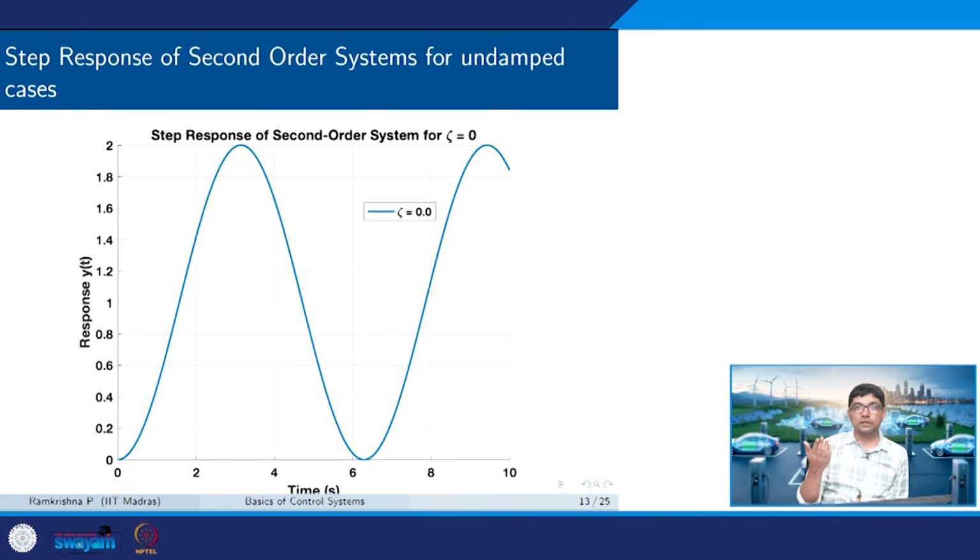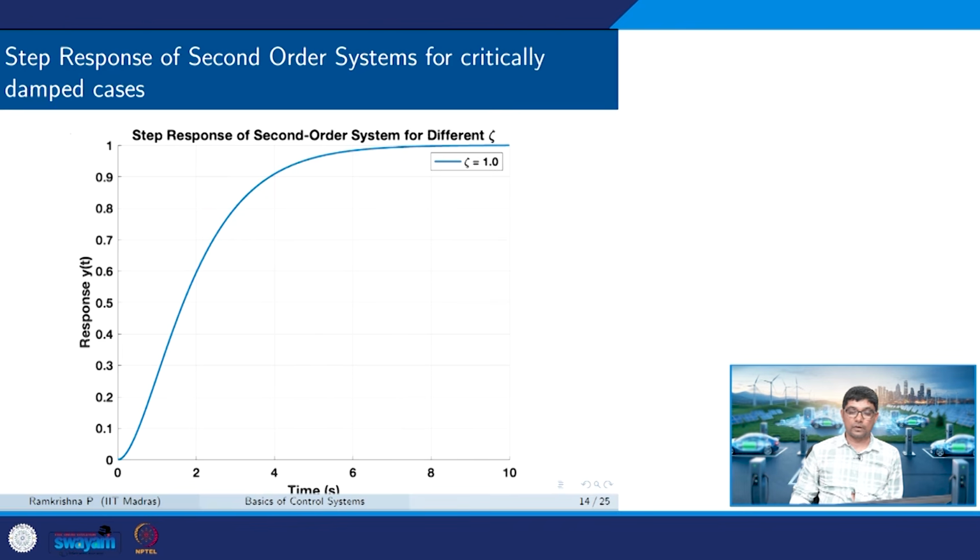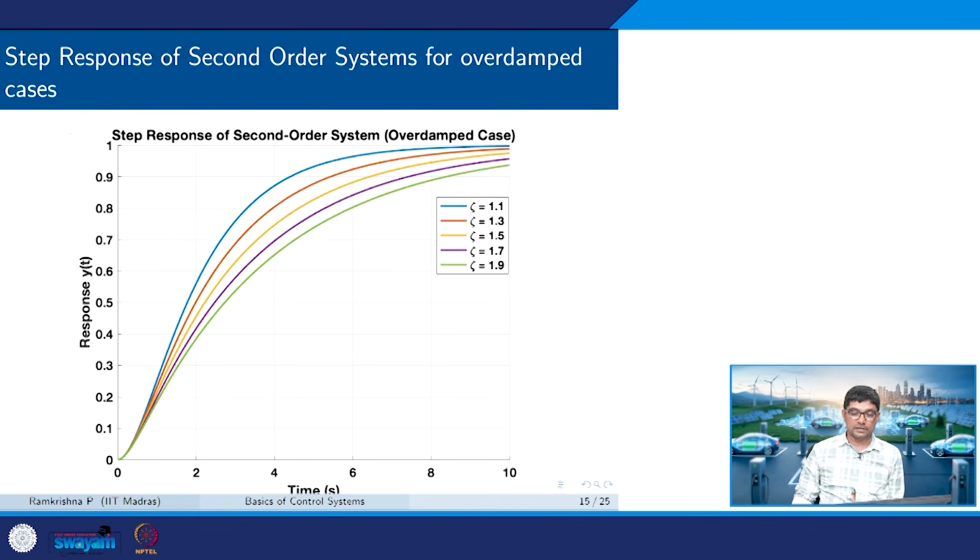So, when zeta equals 0, when there is no damping, the system will just oscillate like a harmonic oscillator or a simple pendulum without damping and so on. So, different responses. For zeta equal to 1, the system just goes and slowly settles down, and as I keep on increasing the zeta, the system becomes slower and slower, until a case where you have infinite damping, and the system will never move.